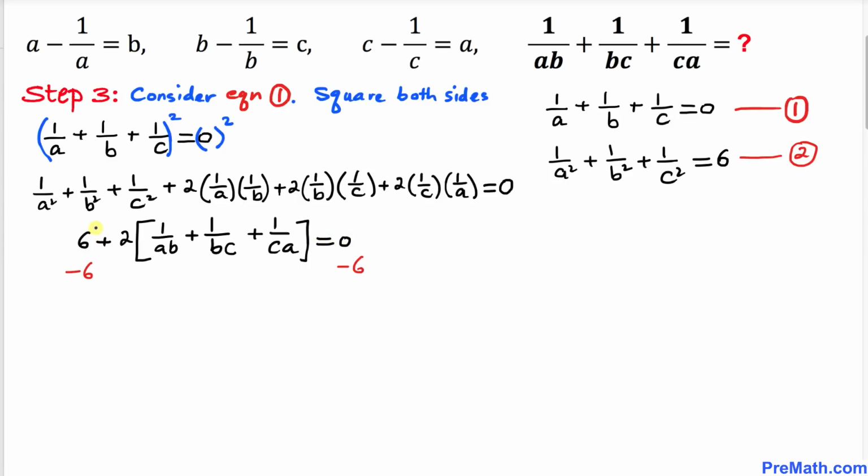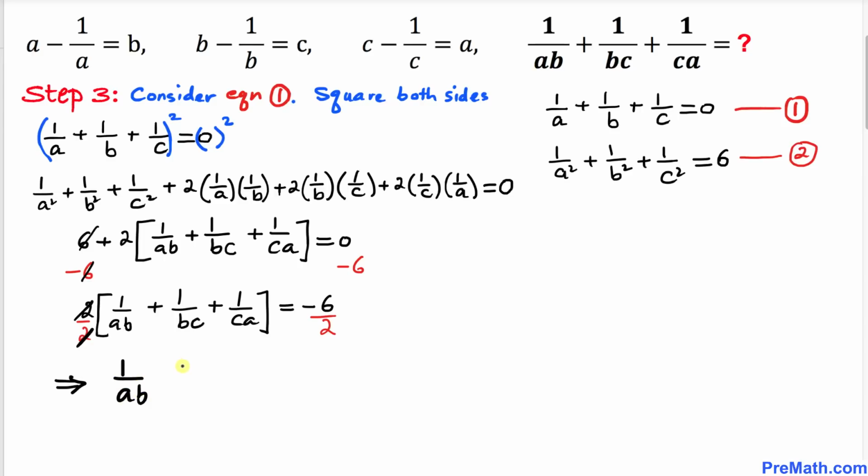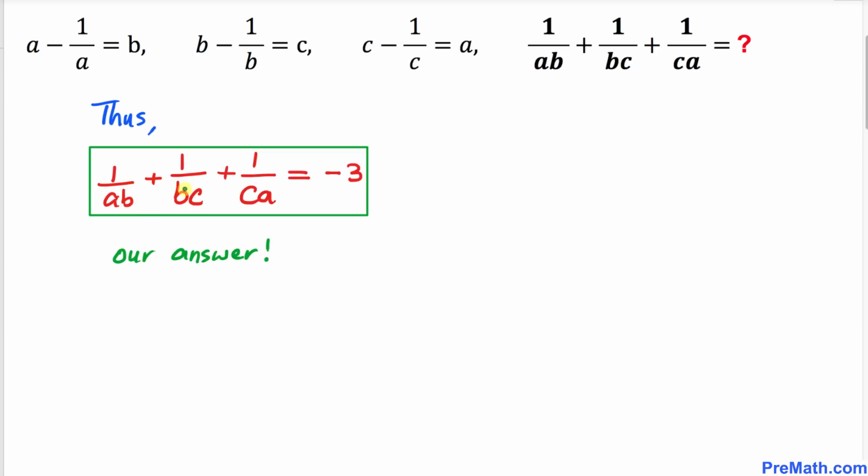Now let's subtract 6 from both sides. So this 6 and negative 6 is gone. We ended up with 2 times 1 over AB plus 1 over BC plus 1 over CA turns out to be negative 6. Finally, let's divide both sides by 2. Here this 2 and 2 is gone, so we ended up with 1 over AB plus 1 over BC plus 1 over CA turns out to be negative 3, and that's our answer. So thus 1 over AB plus 1 over BC plus 1 over CA turns out to be negative 3.